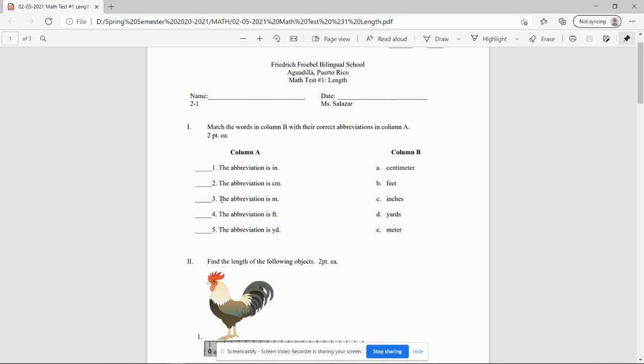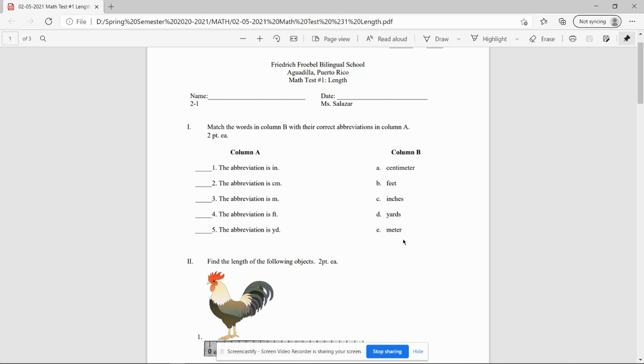Number three, the abbreviation is M. Is that going to be for centimeter, feet, inches, yards, or meter? Number four, the abbreviation is FT. Is that the abbreviation for centimeter, feet, inches, yards, meter? And the last one, number five, the abbreviation is YD. Is that going to be the abbreviation for centimeter, feet, inches, yards, or meter?